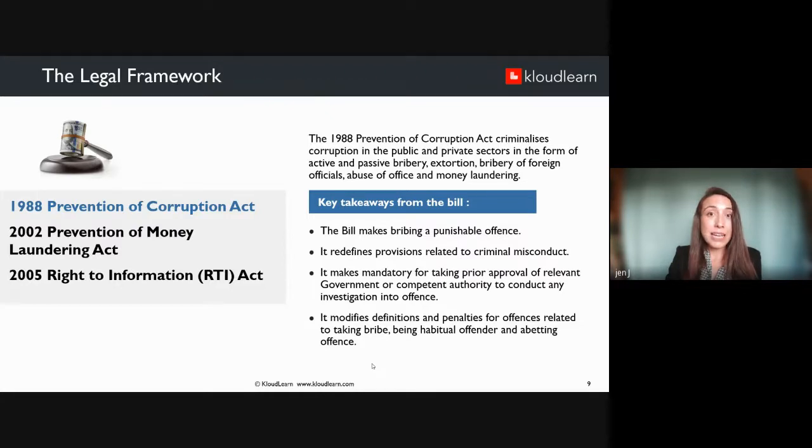What are some of the key takeaways from this bill? It made bribing a punishable offense. It redefines provisions related to criminal misconduct. It makes it mandatory to take prior approval of the relevant government or competent authority to conduct any investigation into an offense. It modifies definitions and penalties for offenses related to taking bribes, being a habitual offender, and abetting an offense.